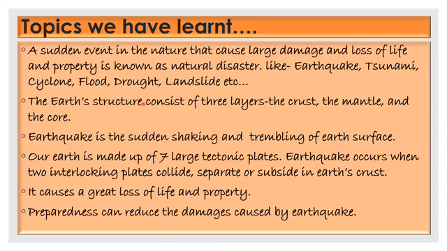Our Earth is made up of 7 large tectonic plates. Earthquakes occur when 2 interlocking plates collide, separate, or subside in Earth's crust. It causes a great loss of life and property. Preparedness can reduce the damages caused by earthquake.